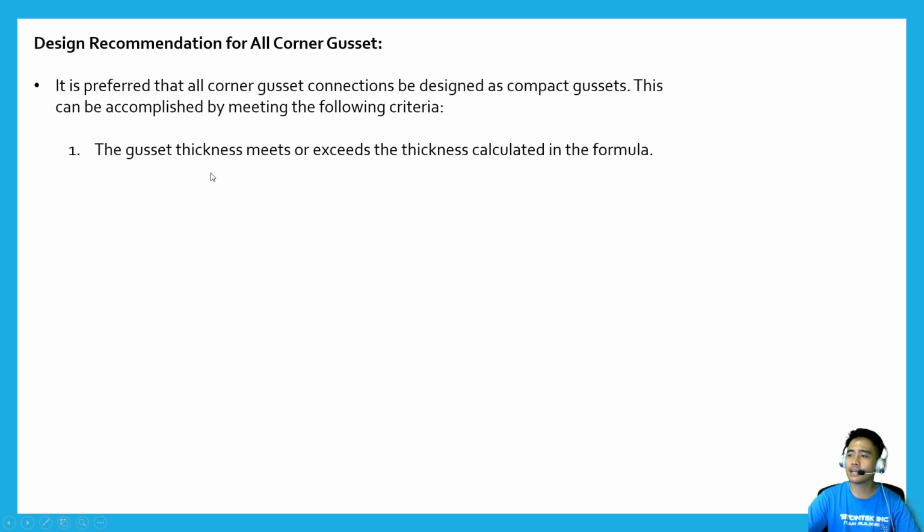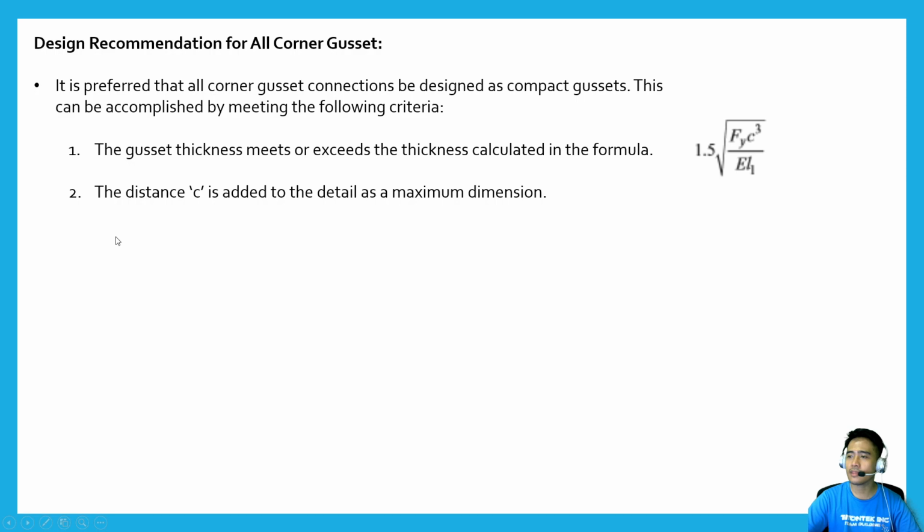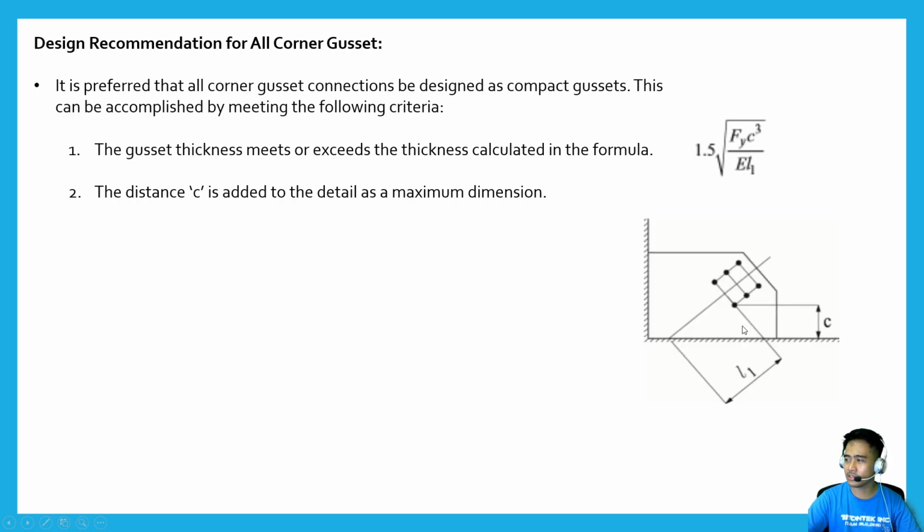First, the gusset thickness meets or exceeds the thickness calculated in the formula. So this formula, as discussed before. Second, the distance C is added to the detail as a maximum dimension. So here now, as I mentioned, this dimension, we don't usually show in our current details, but in this new approach, we need to show this as a maximum dimension. Third, a note is added to the detail as shown.